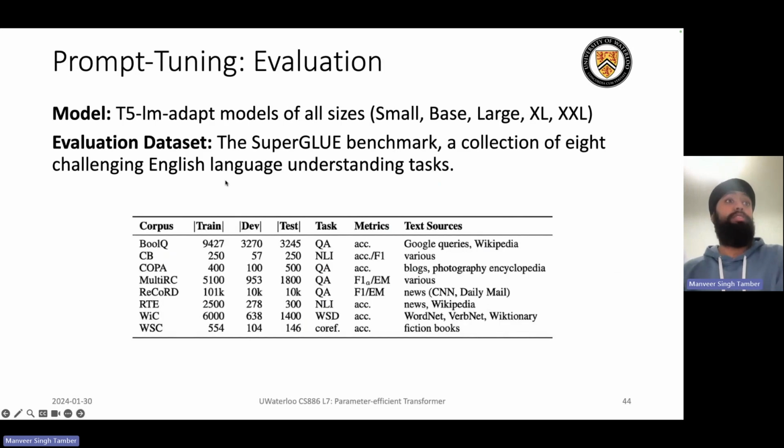How are these methods evaluated? Well, they're evaluated using the T5 lm-adapt model of all sizes. So there's sort of a scale shown there, right? Where we have the small models that have about 60 million parameters, and the XXL model in the higher range has 11 billion parameters. And the models are evaluated using the SuperGLUE benchmark, which is a collection of 8 challenging English language understanding tasks. For example, one of which is BoolQ, which is a question answering dataset involving, I believe, Boolean answers.